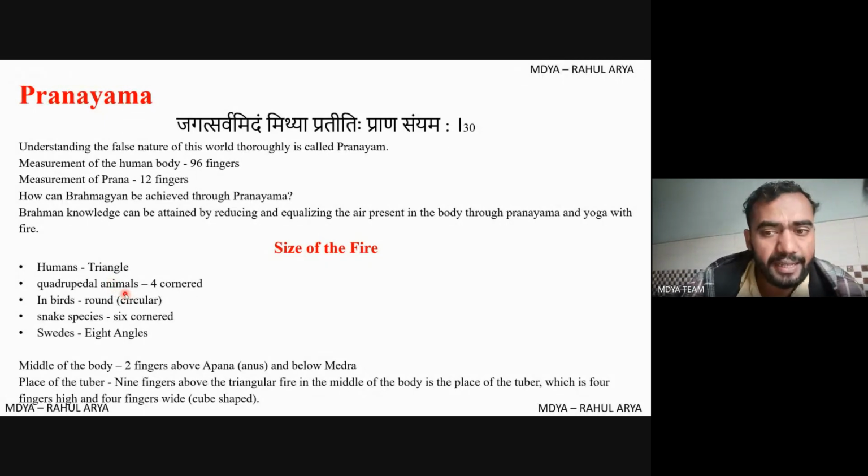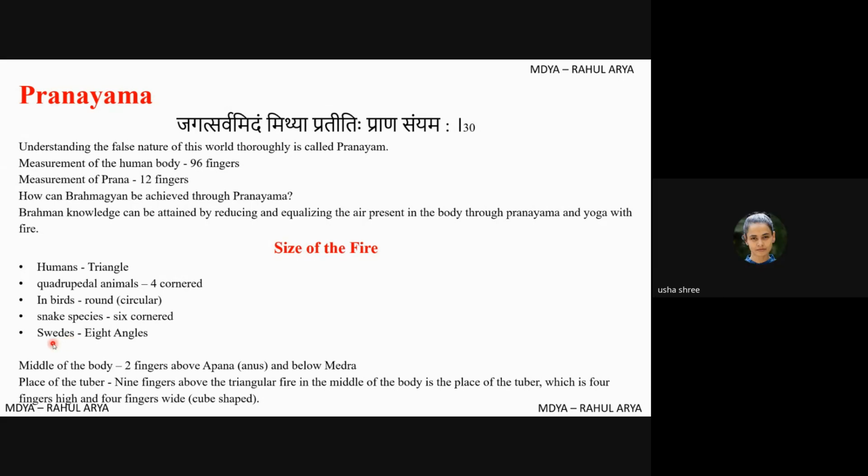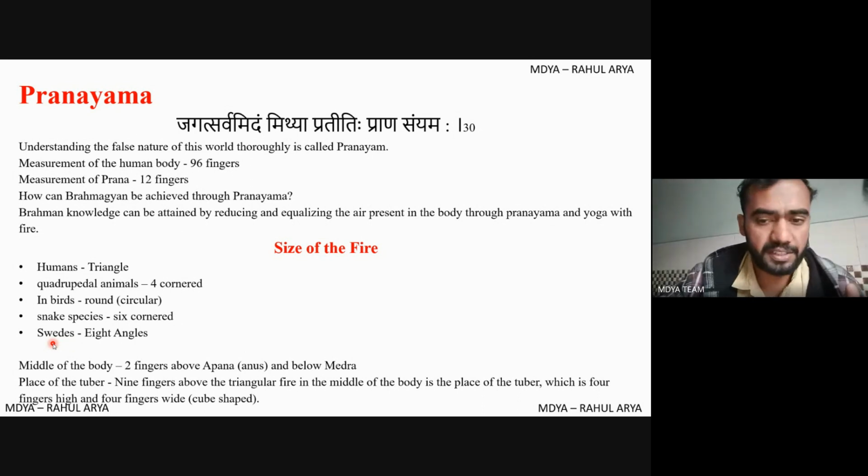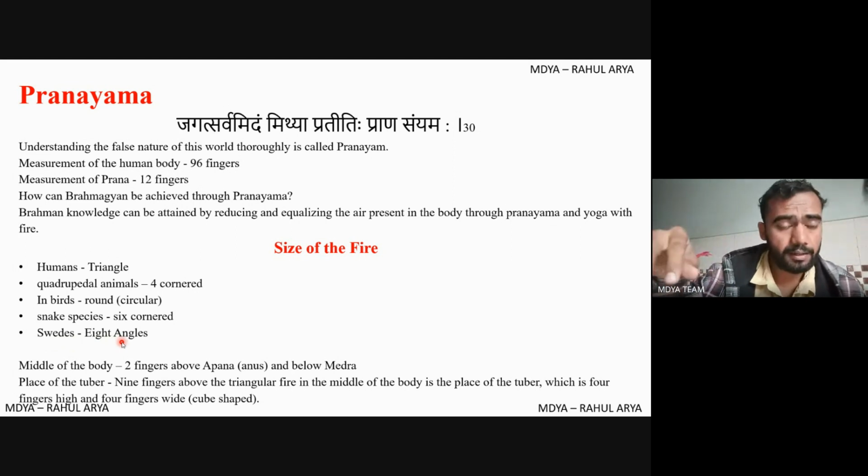The same fire in the quadruped animals is four-cornered. And the same fire in the birds is a circular shape. In the snake species, six-cornered. In the Swedas, meaning those created by sweating, like germs, hundreds and thousands of kinds of species, microorganisms, yes, microorganisms you can say. These are the Swedas. In them the structure of fire has eight angles, Ashtakon, you can say six-cornered, eight-cornered.